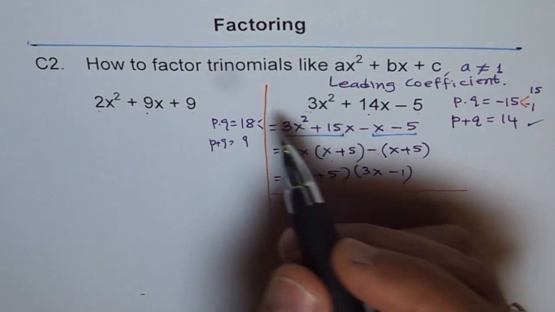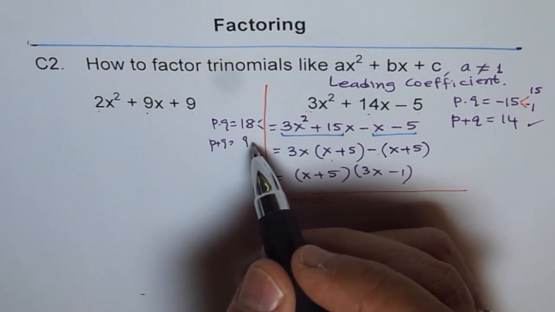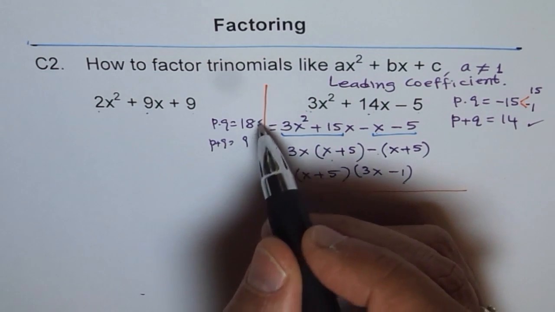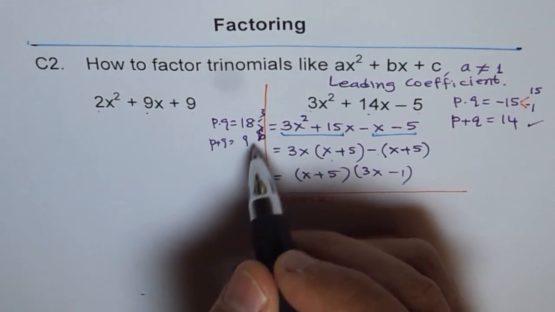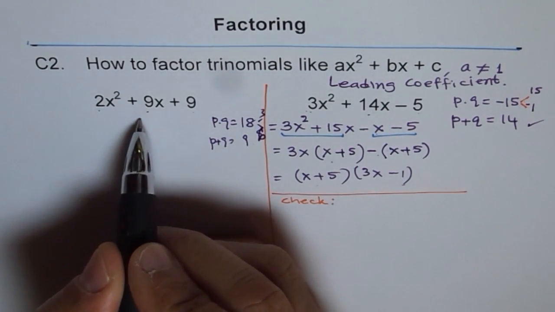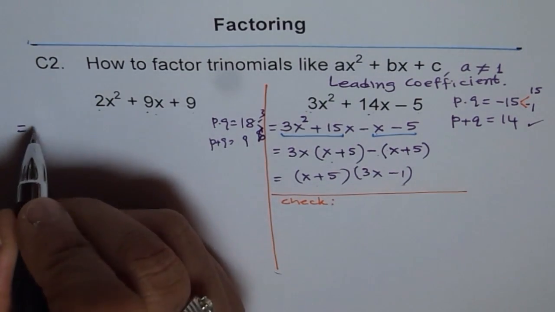1 times 18, 2 times 9, 3 times 6, well that's it. And 3 times 6 gives me 18, plus 3 plus 6 is 9. So my numbers are 3 and 6, right? So I can always break 9x as 3x plus 6x. So let me show you how we'll do it further.